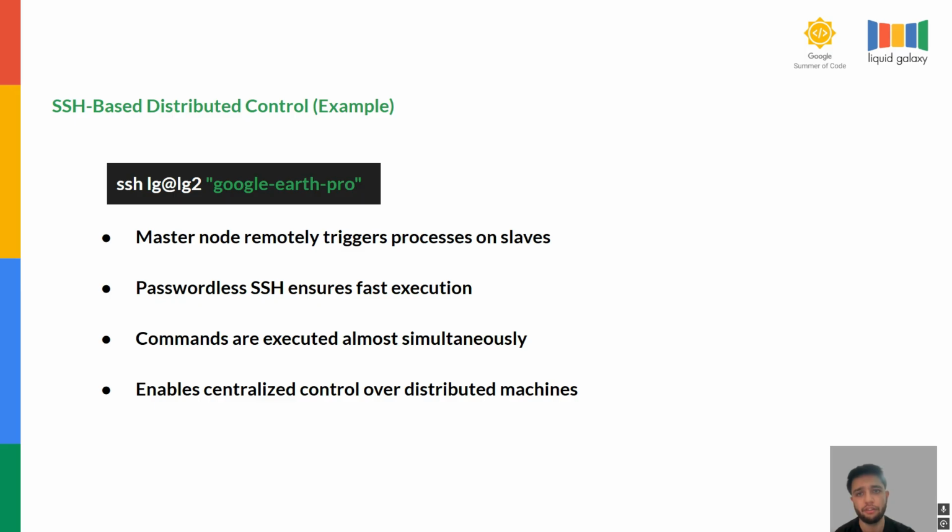So this is possible because Liquid Galaxy uses passwordless SSH, which removes delay and user interaction during execution. The important point here is that the master node can trigger processes on all slave nodes almost simultaneously, and instead of logging into each machine manually, the master sends commands programmatically. Because these commands are executed at nearly the same time across all the nodes, screen synchronization is maintained. So this allows centralized control over a distributed system, which is essential when managing multiple screens.